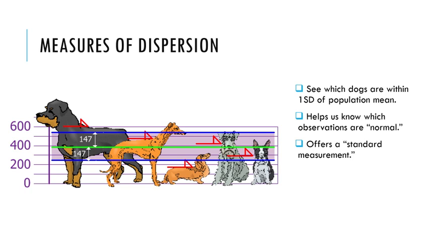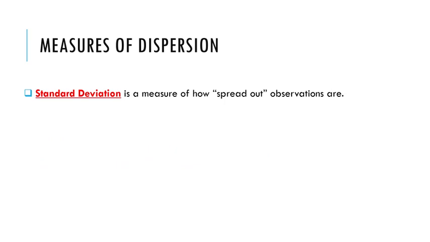Which observations are normal and which ones are kind of out of the ordinary? As we've already mentioned, standard deviation is a standard measure of spread, and it's going to help us get a sense of what is normal and what's not so normal. In this case, what do I mean by normal or not so normal? Well, which dogs are extra large dogs? Clearly that first dog is an extra large dog. And which dogs are extra small? Clearly the third dog is an extra small dog. You get the idea.